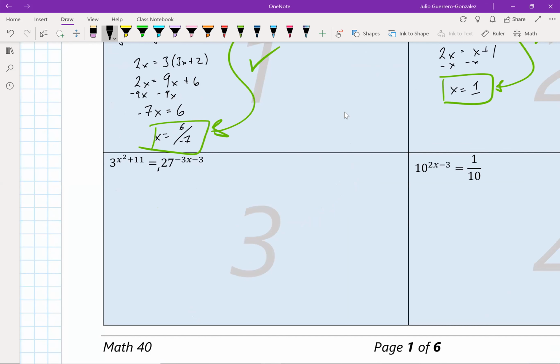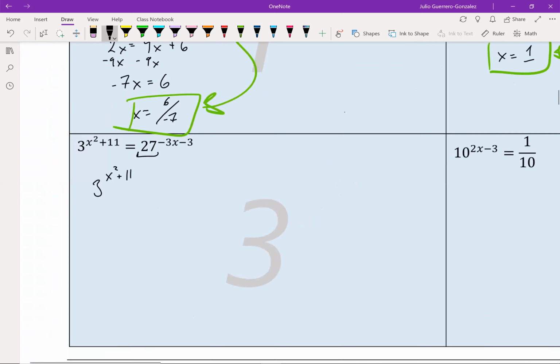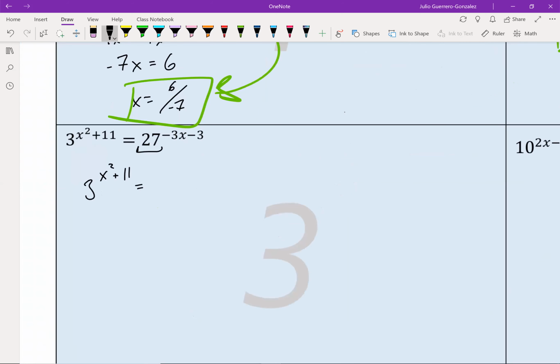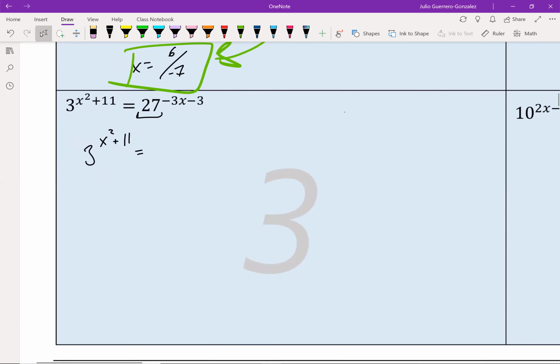So it's this one that needs to change, right? 3 to the x squared plus 11 is equal to 27, which is going to be 3 cubed to the minus 3x minus 3.